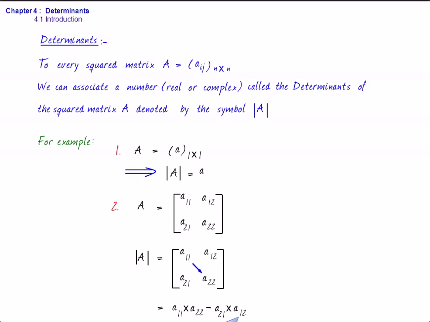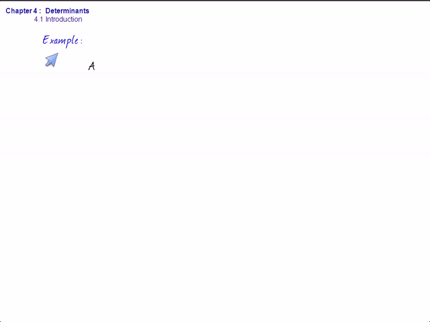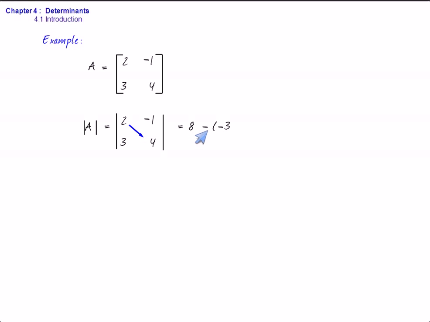For example, if we are given a matrix A as 2, minus 1 and 3, 4, then how do you evaluate the corresponding determinant? We first write determinant A equal to the determinant symbol 2, minus 1, 3, 4. Multiply the elements on the main diagonal, 2 times 4 is 8, minus the other diagonal, minus 3, so 8 plus 3, the value of the determinant is 11. So that's how you evaluate the determinant of first order and second order.